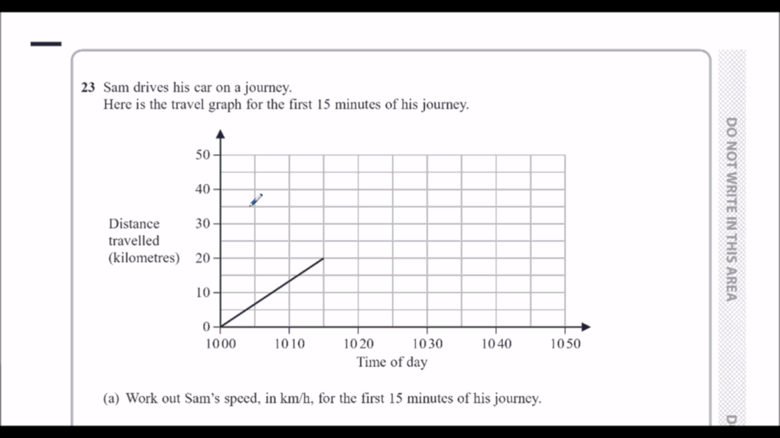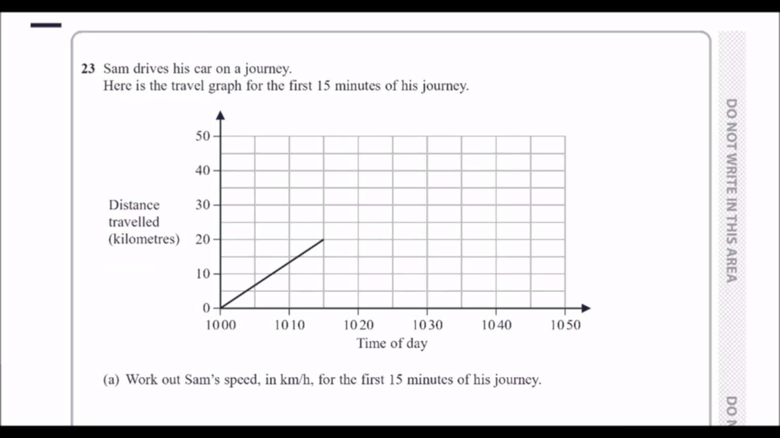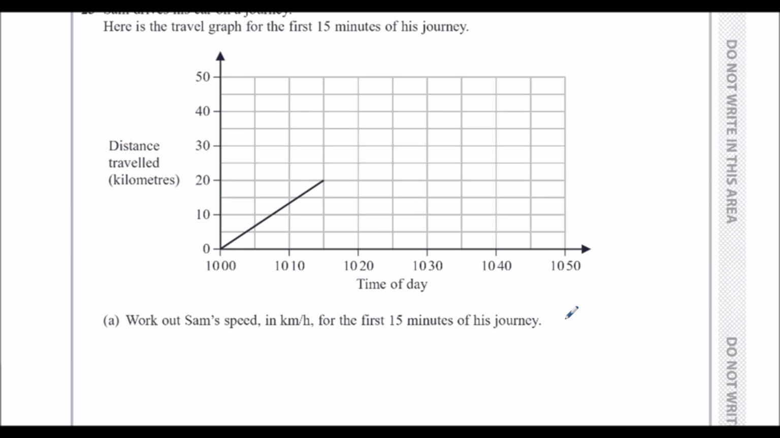Question 23. Sam drives his car on a journey. Here is the travel graph for the first 15 minutes of his journey. So we've got the graph drawn. Work out Sam's speed in kilometers per hour for the first 15 minutes of his journey. So he goes 20 kilometers in 15 minutes.